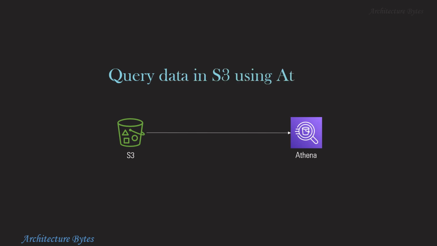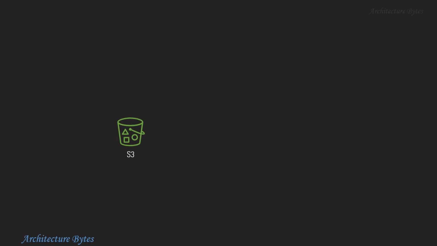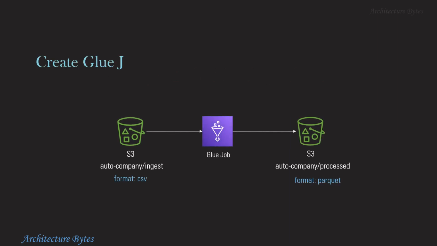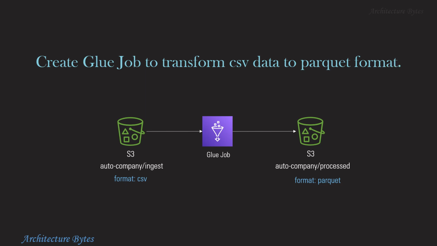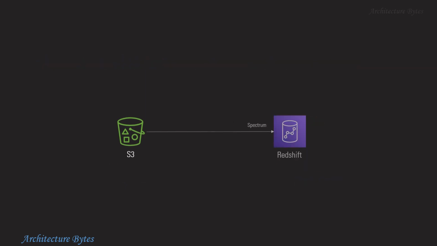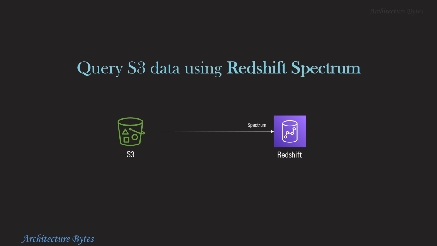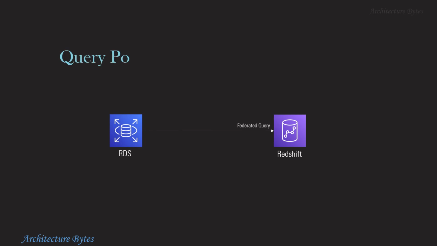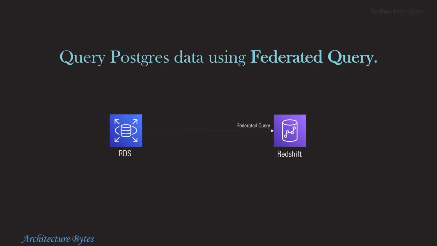Next, we will query data in S3 using Athena. After that, create a Glue job to transform CSV data to Parquet format. Post that, we will query S3 data with Redshift Spectrum. Next, we query Postgres data from Redshift using Federated Query.